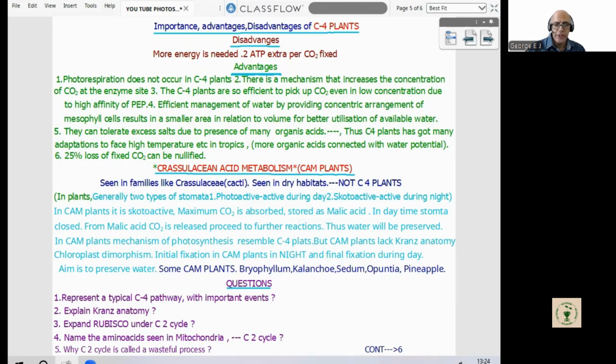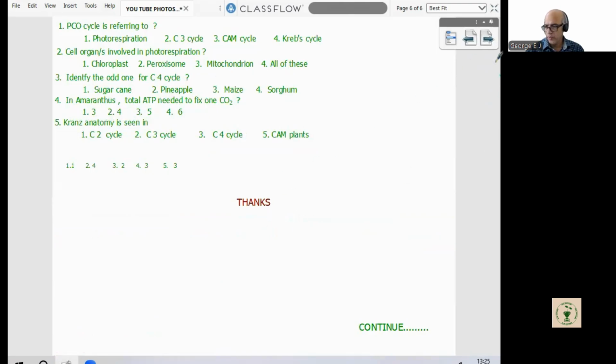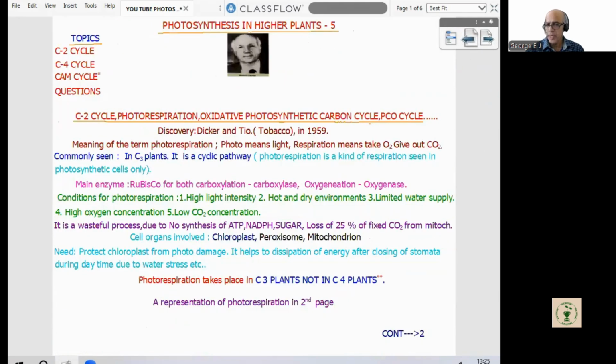The aim is to preserve water. Some examples of CAM plants for familiarization: Bryophyllum, Kalanchoe, Sedum, Opuntia, pineapple. An odd-one-out question with C3, C4, C2, even CAM may come. Calculation of ATP, etc. is not needed for CAM; it is just a basic idea we should know. After that, 5 theory questions, 5 NEET model questions with the key. That is regarding this episode. So what all things we learned, we can just pass through.